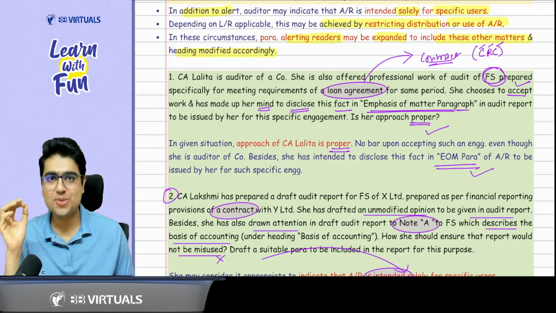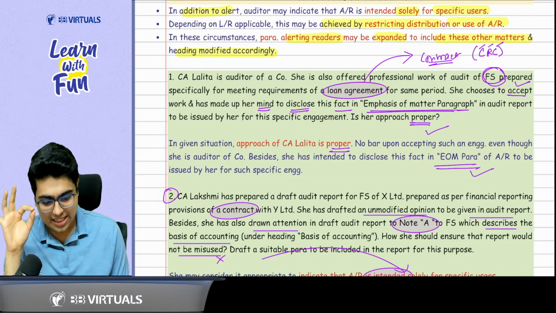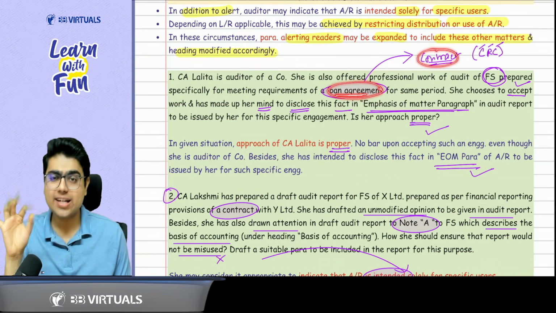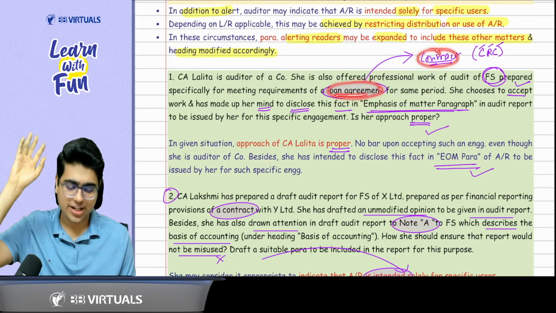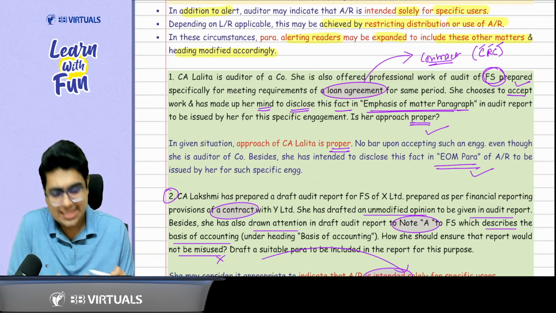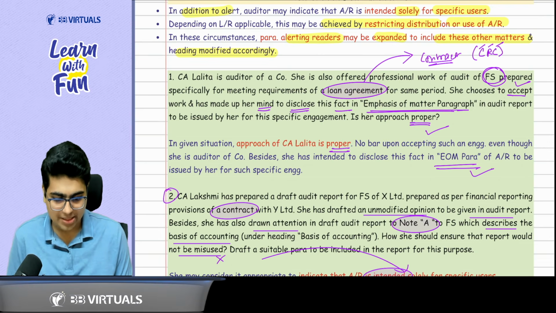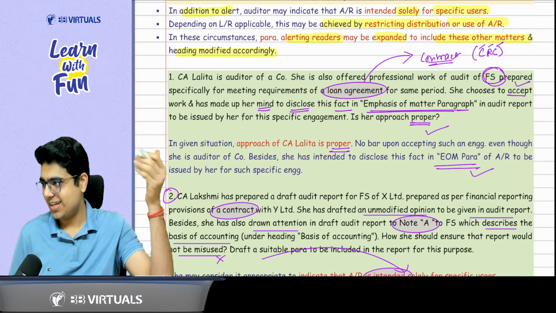Now let's do two questions. First of all, CA Lalita. Lalita is the auditor of a company. She is also offered professional work of an audit of financial statement prepared as per loan agreement. Can I say loan agreement is like a contract? CRC, creditor, regulator, contractor. So which SA is applicable? SA 800. She chooses to accept this work and made up her mind to disclose this fact in emphasis of matter para. So is it right? Answer is yes.